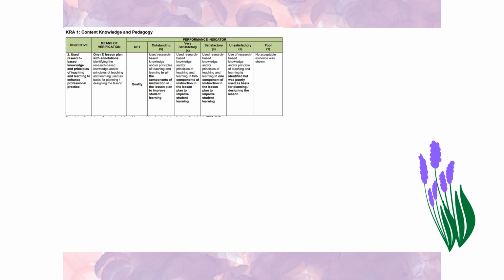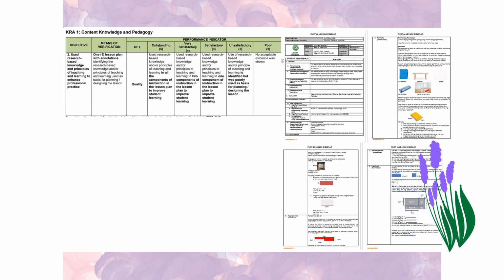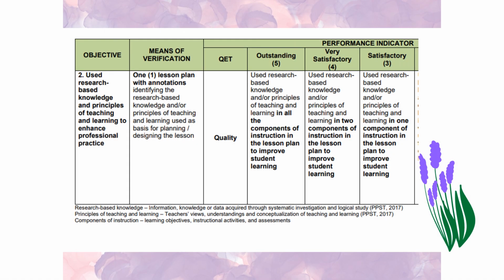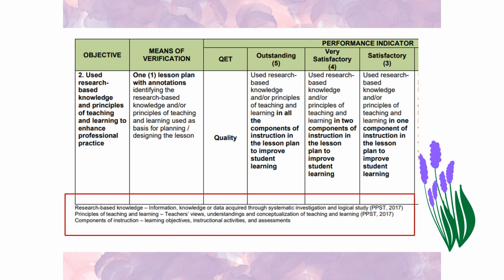Kakailanganin po natin ang tatlong materials na to, ang RPMS Tool for Proficient Teacher, ang ating lesson exemplar, and of course, ang ating annotations. Bigyang pansin po natin ang nakasulat sa ibaba ng Objective 2 ng ating RPMS Tool upang mas lalong maunawaan natin ang mga terms na ginamit sa Objective 2, like research-based knowledge.